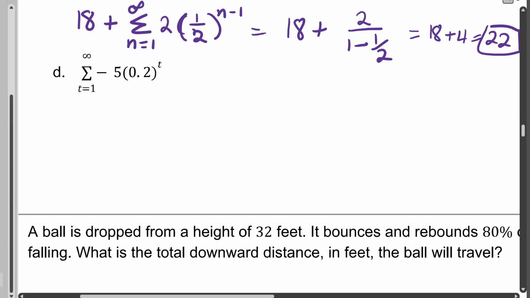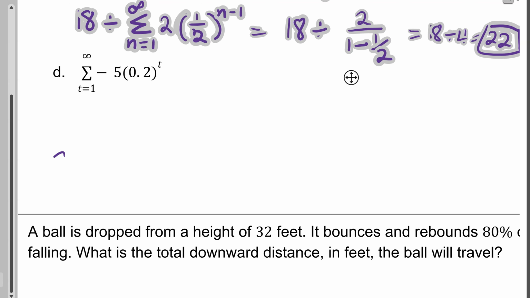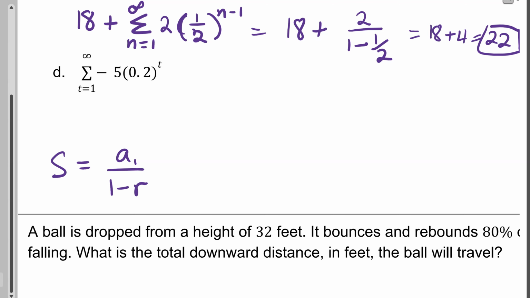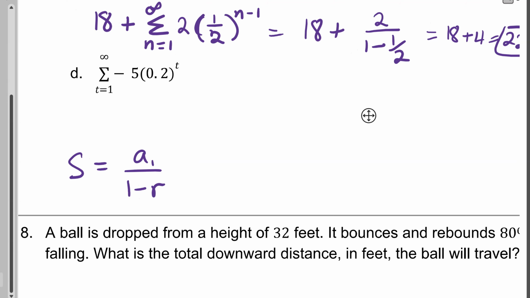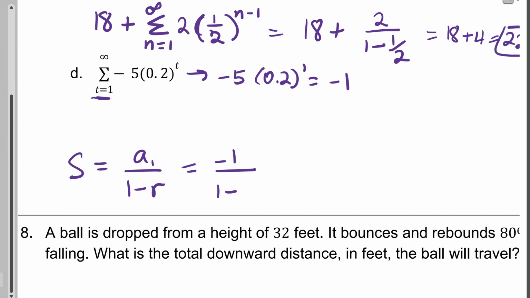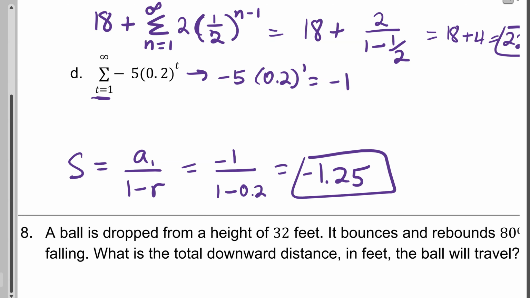And D looks to me like it also does converge. The only thing you got to be careful about is that, when we're using this formula, I first need to establish what the first term is. I think very clearly the common ratio is 0.2 there. But if I start indexing at t equals 1, when I plug in 1 for t there, my first term is actually 5 times 0.2, or -1. So keep that in mind. So this series would converge to -1 divided by 1 minus 0.2. That's our common ratio there. That would be -1.25.